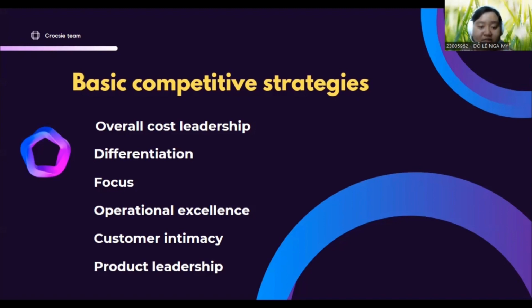And next, we got differentiation. Here, the company concentrates on creating a highly differentiated product line and marketing programs so that it comes across as the class leader in the industry. Next, focus. Here, the company focuses its effort on serving a few market segments well rather than going after the whole market. And next, operational excellence. The company provides superior value by leading its industry in price and convenience. And that is customer intimacy. And the last one is product leadership.